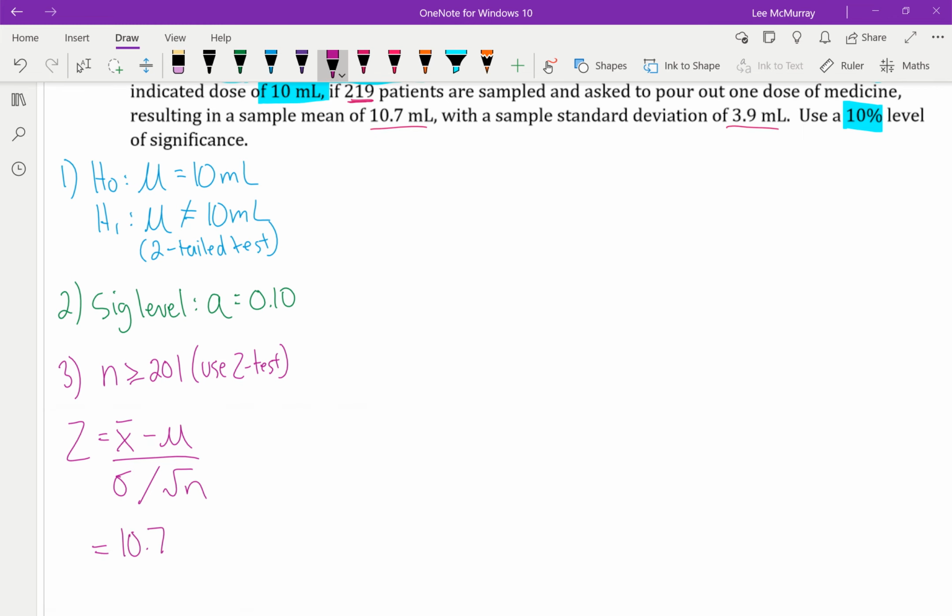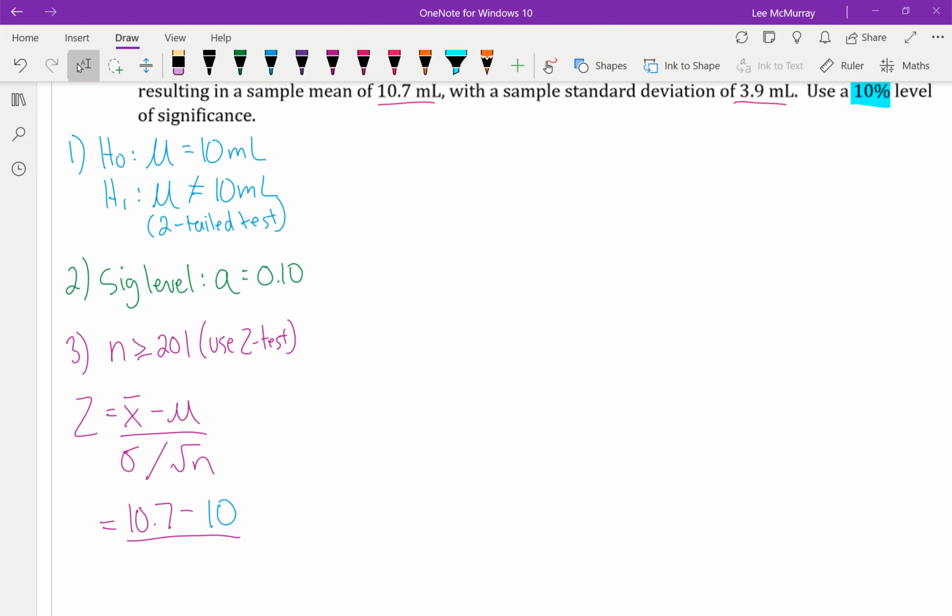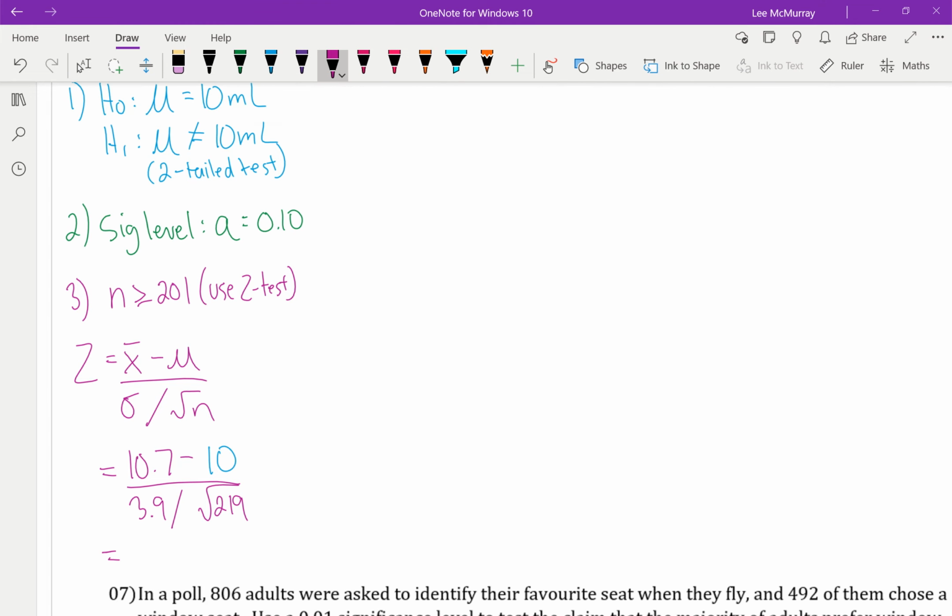So 10.7 minus our claimed mean, which is 10. We're going to divide that by the sample standard deviation, which is 3.9, and divide that by the square root of n, and n this time we had 219 samples. Okay, so let's plug that into our calculator, and we will get an answer of 2.66. So our z value is 2.66 for the mean.